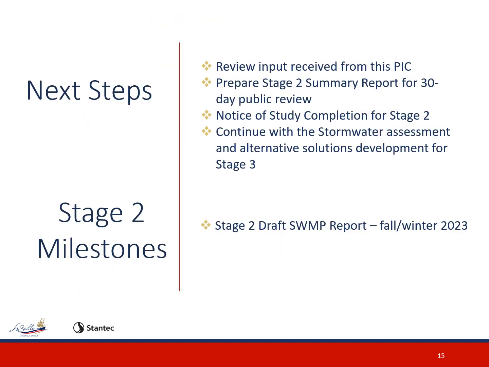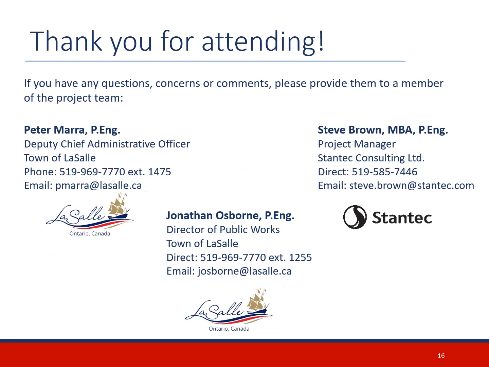In terms of next steps, the project team will review input received from this PIC, prepare the Stage 2 summary report for 30-day public review, issue the Notice of Study Completion for Stage 2, and continue with the Stormwater Assessment and Alternative Solutions Development for Stage 3. The Stage 2 draft report is expected to be available for public review in the fall and winter of 2023. We encourage you to submit any comments or questions to the project team by July 20th, 2023.